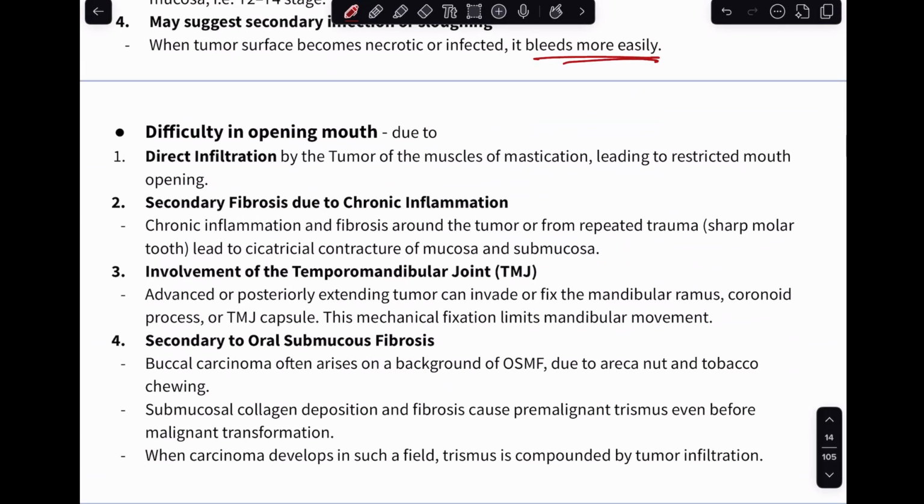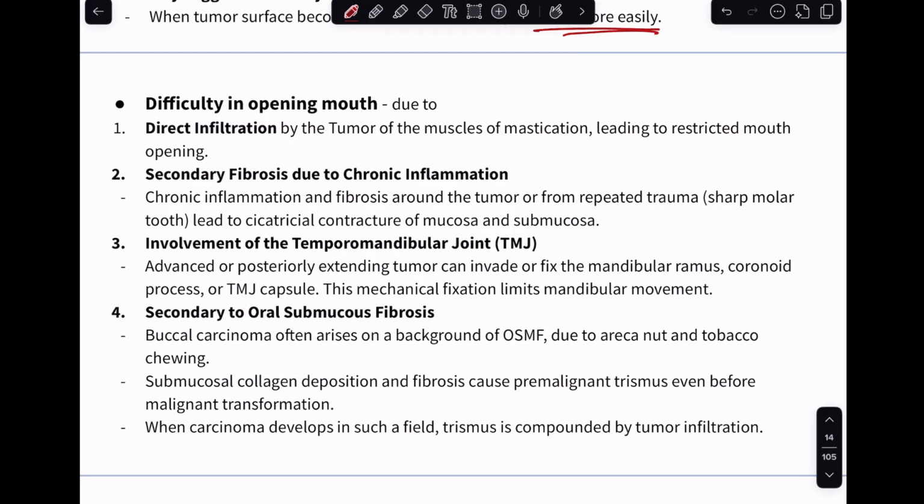Next is difficulty in opening our mouth. Now, our patient has not complained of difficulty in opening mouth, but in case he had, what would that mean? There could be direct infiltration by the tumor, including the muscles of mastication. That could be one possible reason. And when muscles of mastication are involved, it leads to restricted mouth opening.